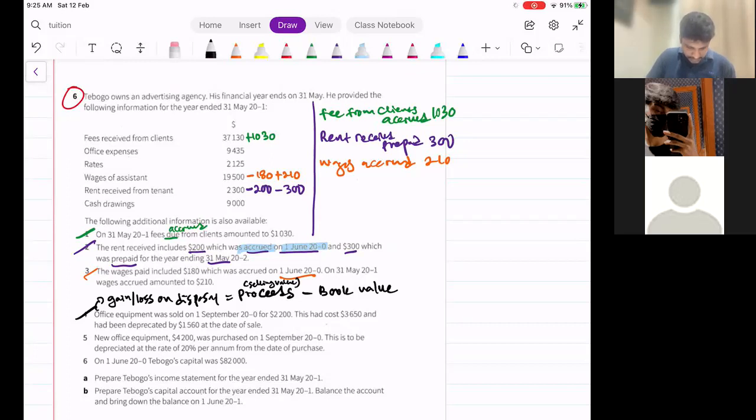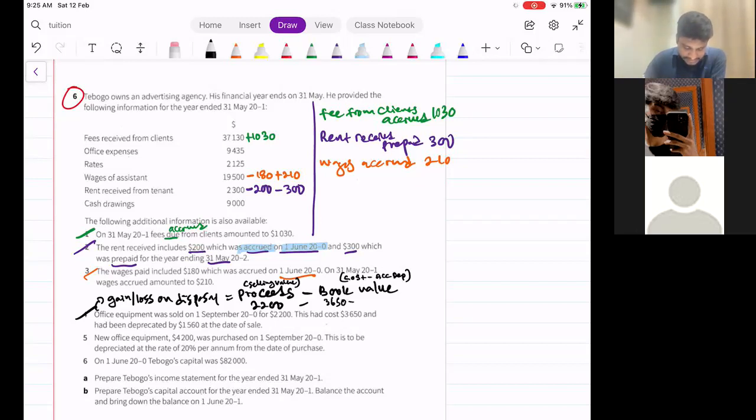Hello, number four. You read the number 4 and tell me. Was sold for 2,200. Okay, the proceeds is 2,200. And do you know how to calculate book value? Cost minus with what? Don't know, just say don't know. Cost minus the accumulated depreciation.